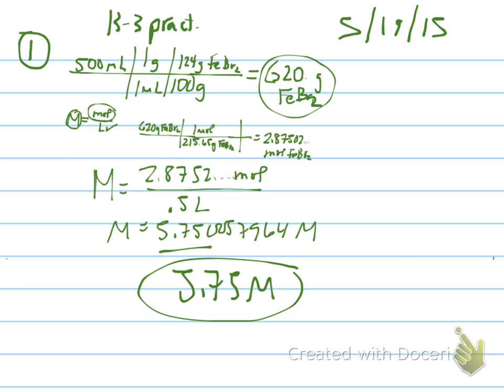Especially considering I said earlier, hey, you know what, we don't actually need the volume. You might guess yes. Okay, how would that look? So this is number one done an alternative way. If we were not given a volume and we were just told, okay, you've got a saturated solution of iron bromide at 20 degrees Celsius, what's the molarity?